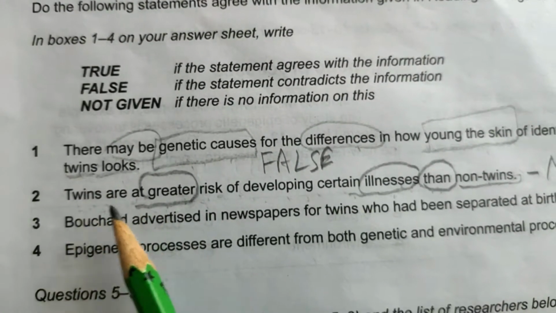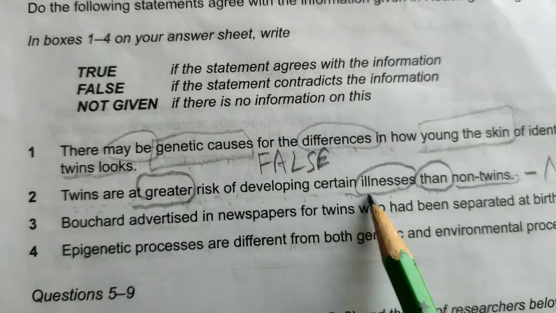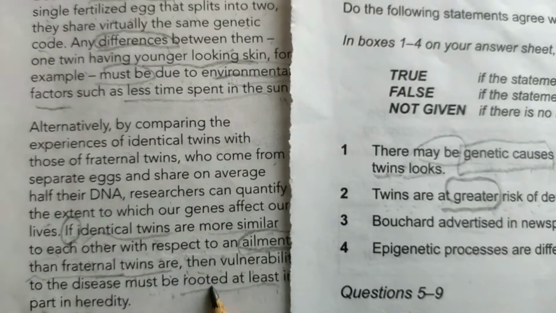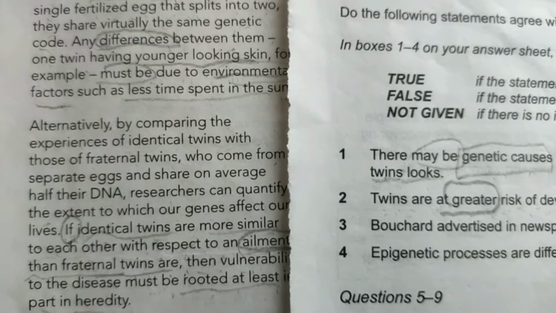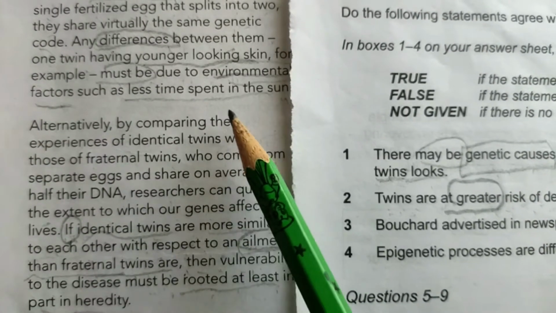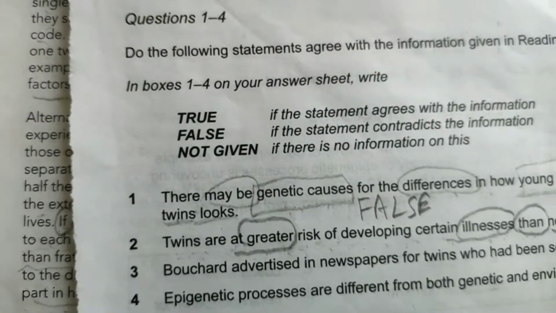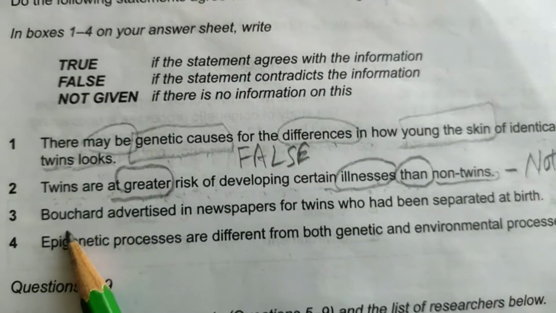Twins are at greater risk of developing certain diseases. So you should not waste time looking for the perfect statement. If it is not given, and we have read this much of the paragraph, then it is 100% not given. Now move on to question 3.